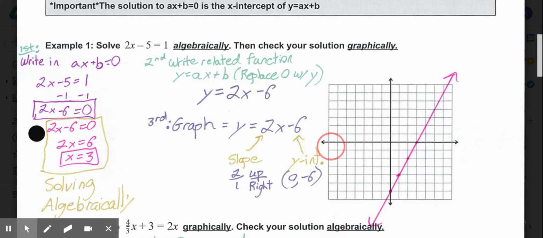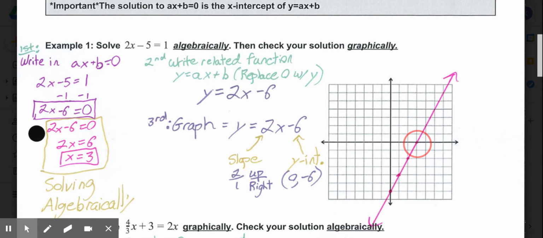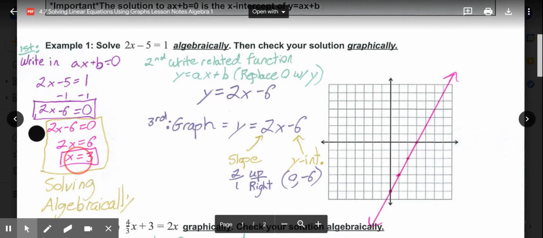So then if I look, the graph crosses the x-axis at 3. So x equals 3 for the x-intercept. X equals 3 when we checked it algebraically. So the graph confirms our algebraic answer that x equals 3.